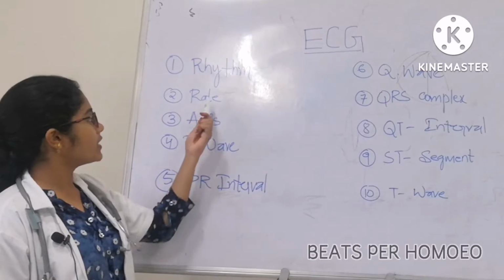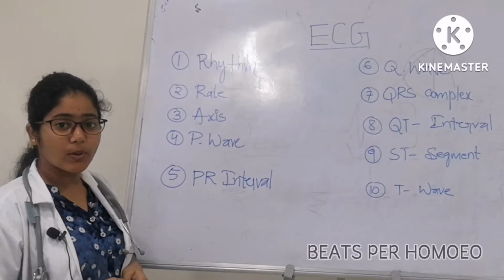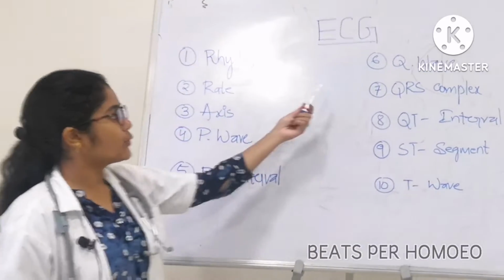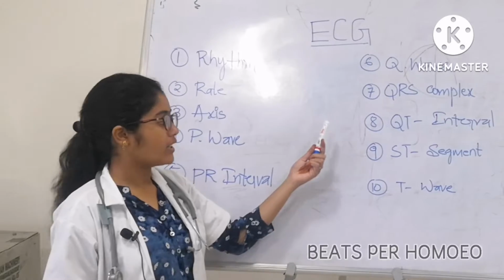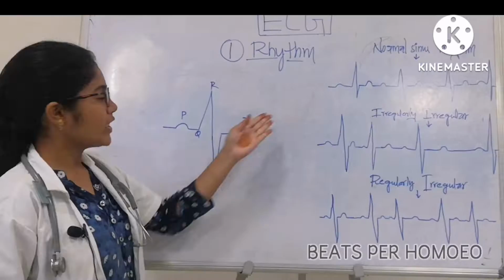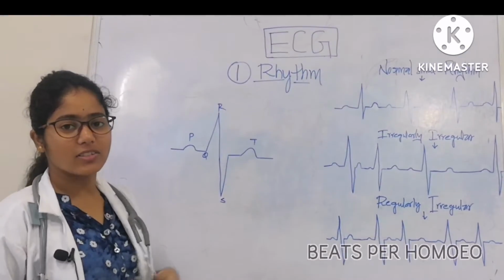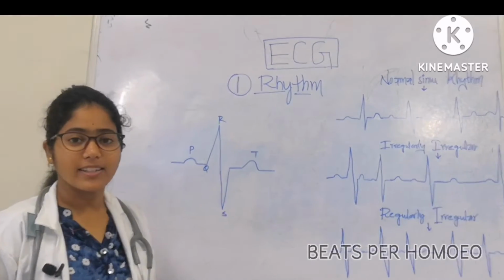They are rhythm, rate, axis, P wave and PR interval, Q wave, QRS complex, QT interval and ST segment, and T wave. So here comes the first step, that is rhythm. How to interpret a rhythm in an ECG?